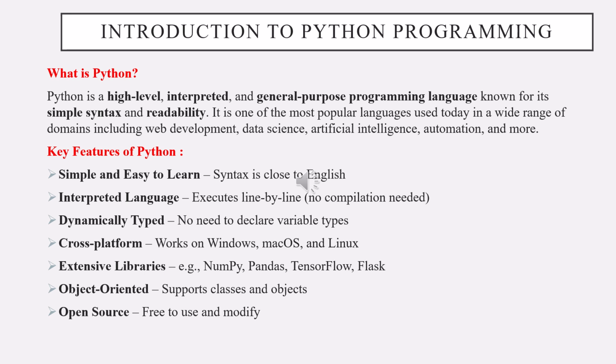Dynamic typing: no need to declare variable types. Cross platform is nothing but Windows, Mac OS, Linux, all of which come under cross platform use of Python. And extensive libraries are NumPy, Pandas, all those things. We will see them in the unit 3 chapter. And then object oriented means it supports classes and objects. And open source: Python is open source, free to use and modify.